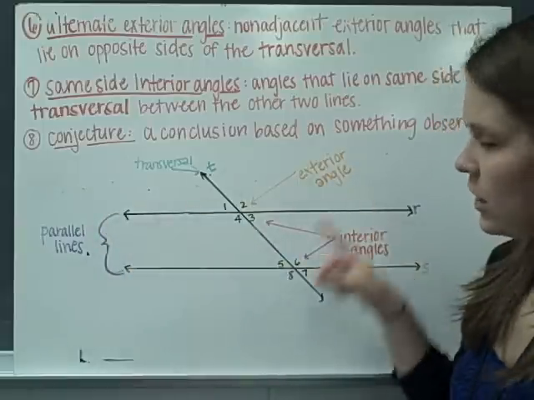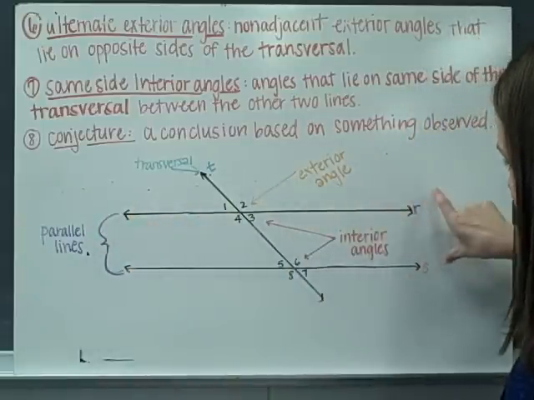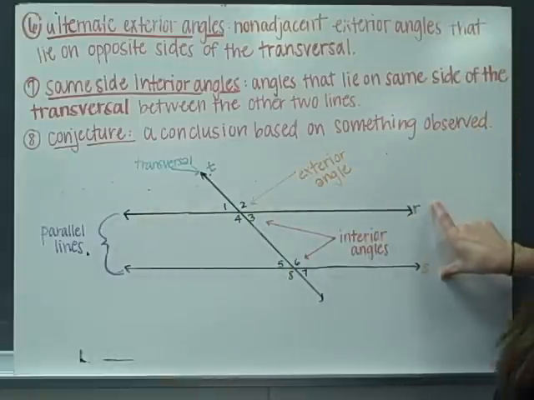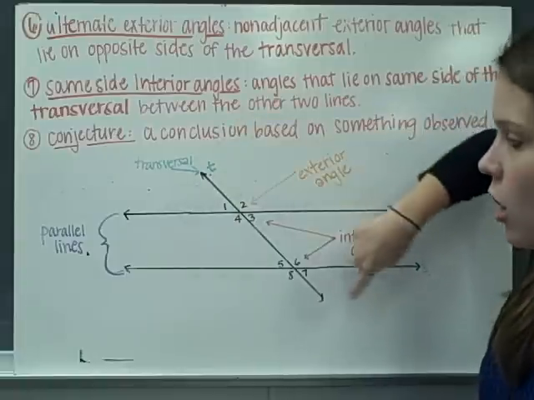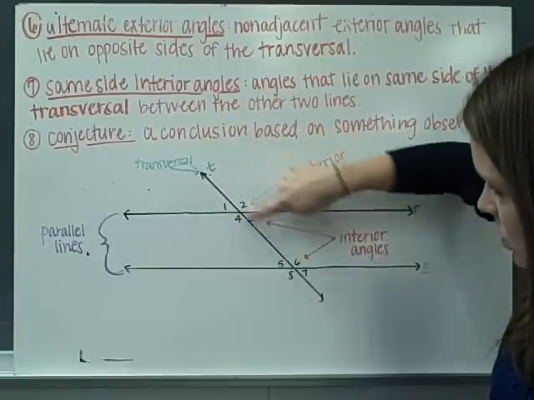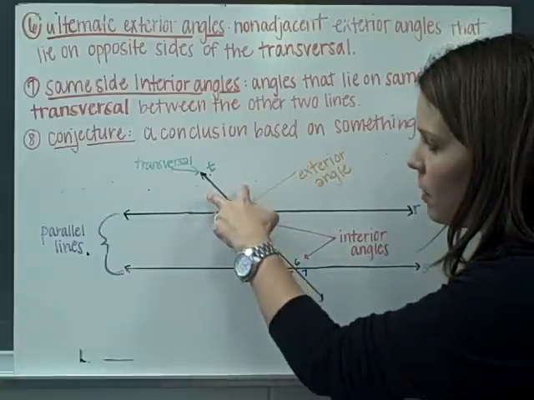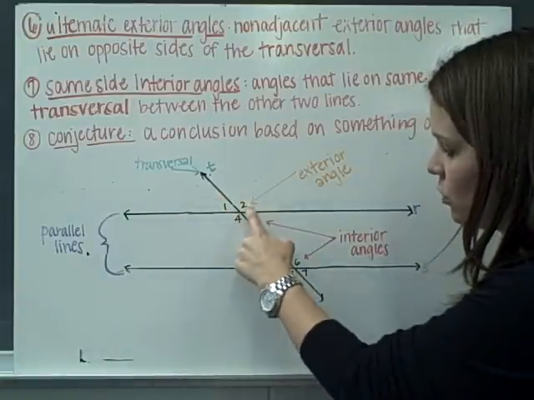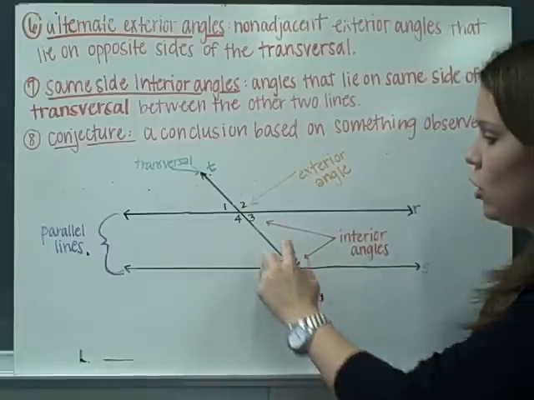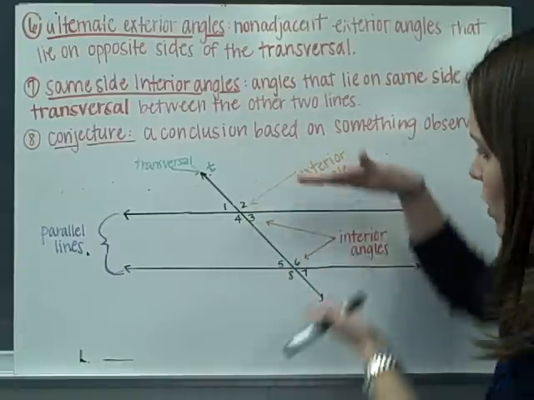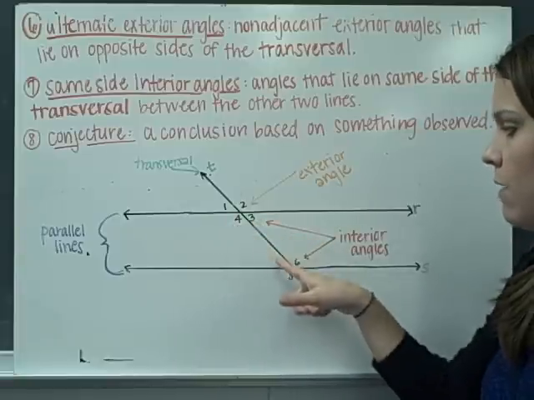So if you look at this picture to help you understand where these things are located. Your two parallel lines are these that go across. They never intersect. My transversal goes straight across and it's cutting through these two lines. All of your exterior angles are ones that are above, like 1 and 2, or below your parallel lines, 7 and 8. Your interior angles are the ones that fall in between your two parallel lines. So that would be 3 and 4, 5 and 6.